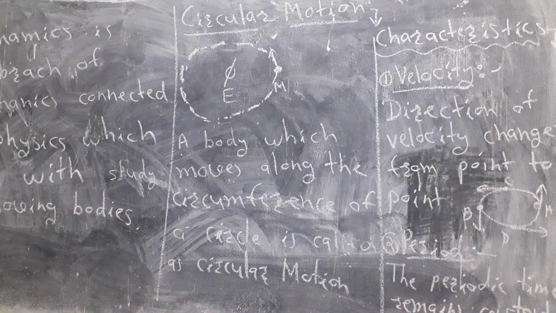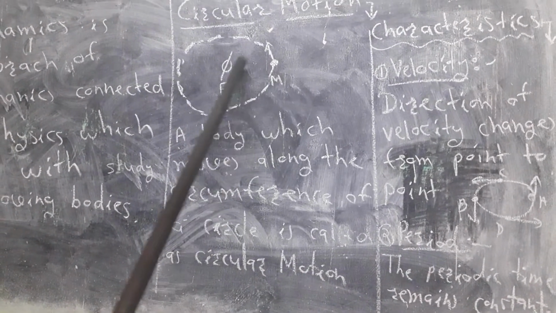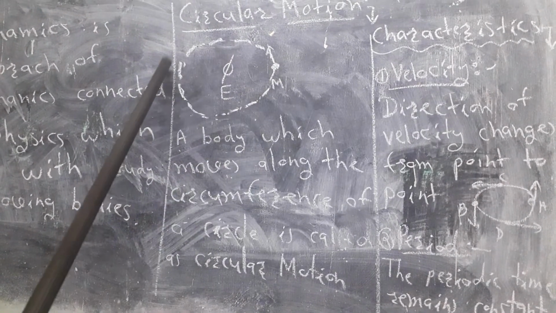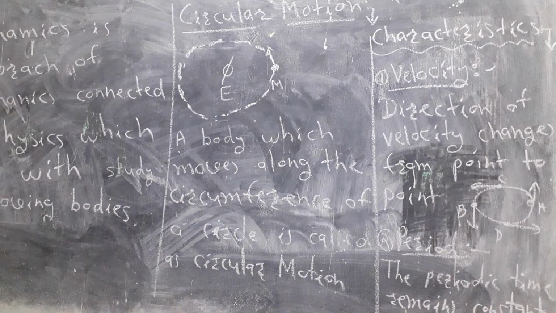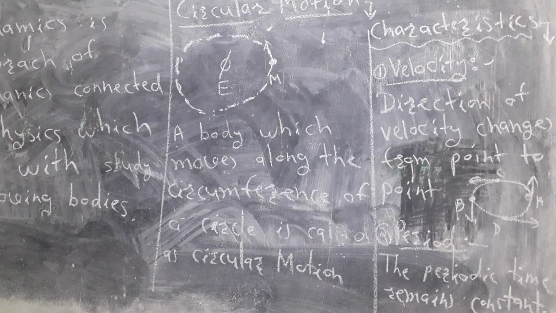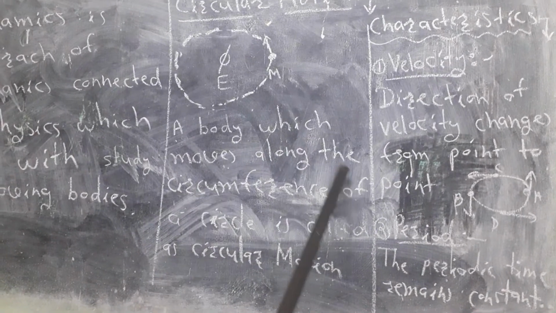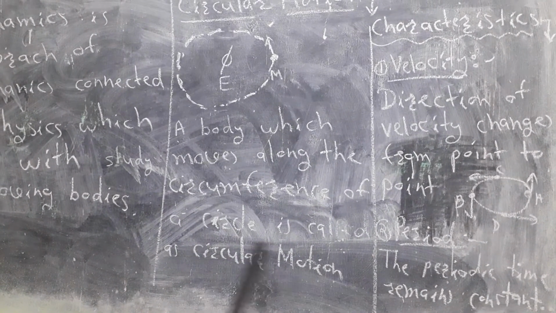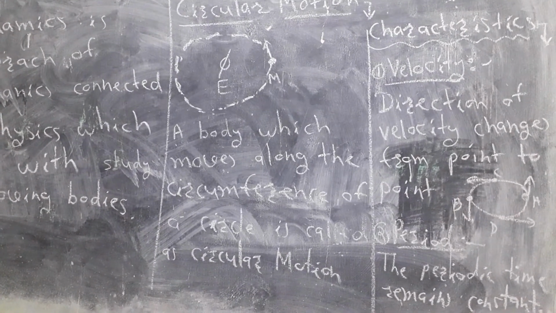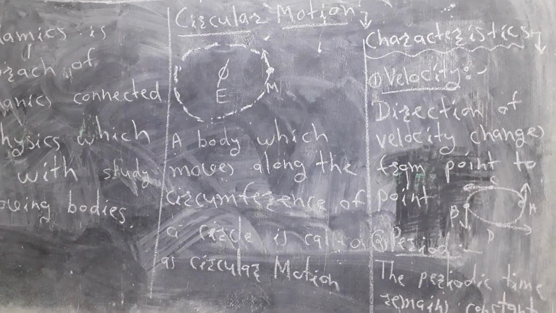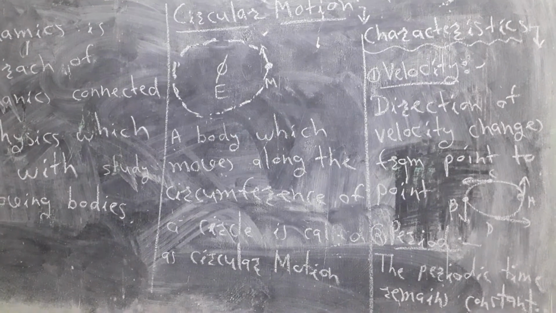Another example of circular motion is an atom. In an atom, the electron revolves around the nucleus in a circular orbit. So we can say that the electron is in circular motion. Another example is the merry-go-round. Let us see the definition of circular motion. A body which moves along the circumference of a circle is said to be in circular motion. So in the examination, a question can be asked, define circular motion, or what do you mean by circular motion, for a 1 mark question. Very short question.